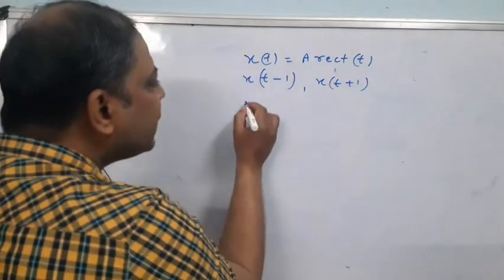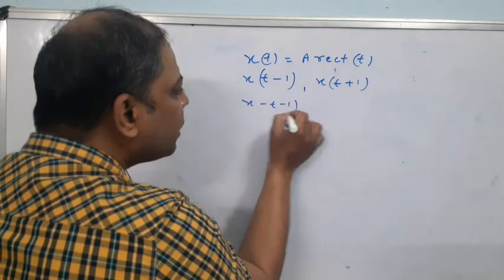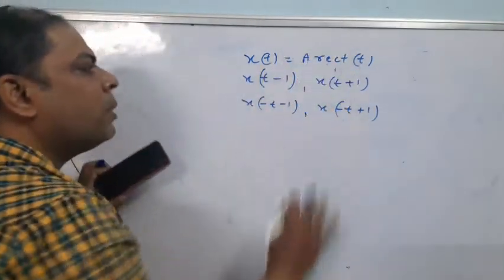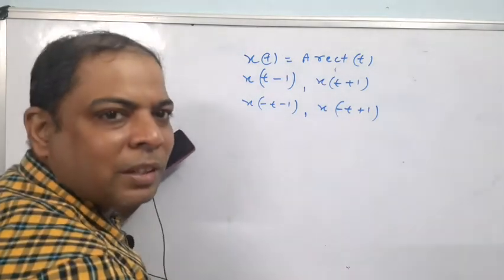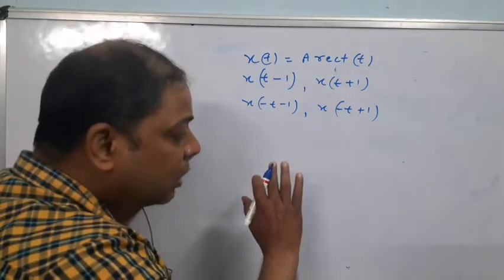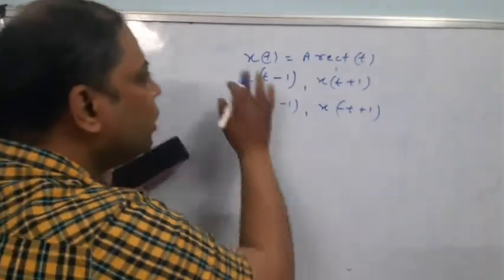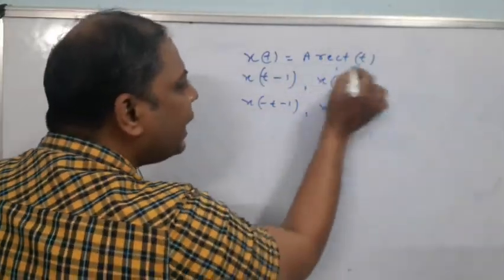Then you have to sketch x of minus t minus 1. Then you have to sketch x of minus t plus 1. See, what type of operation you will find? And how you will sketch these operations? Understood? So here it is A rect t.